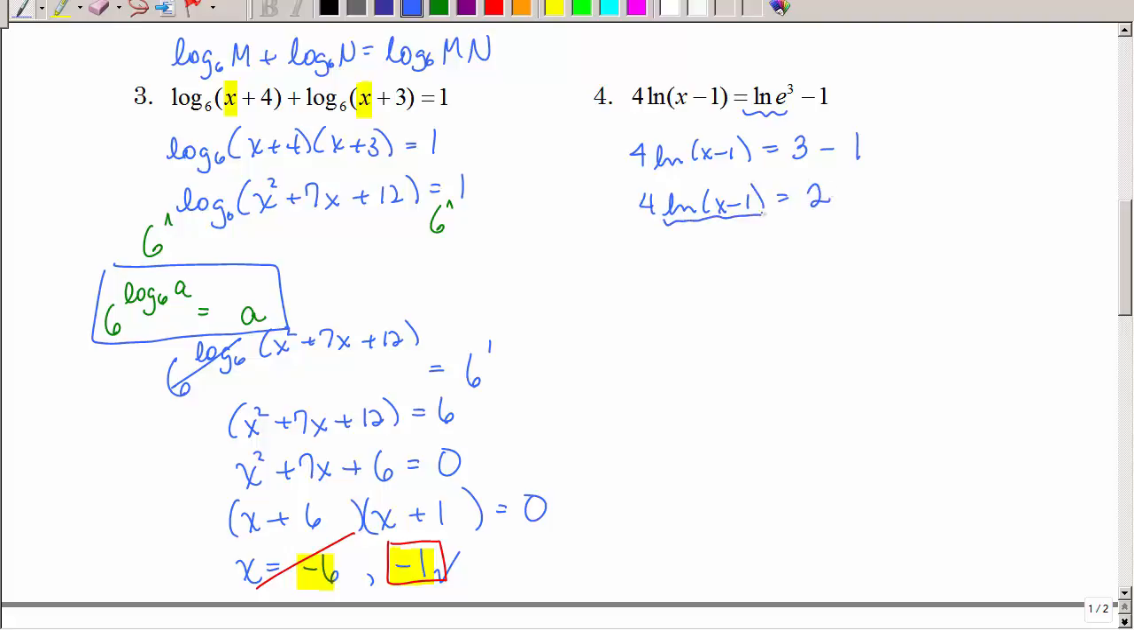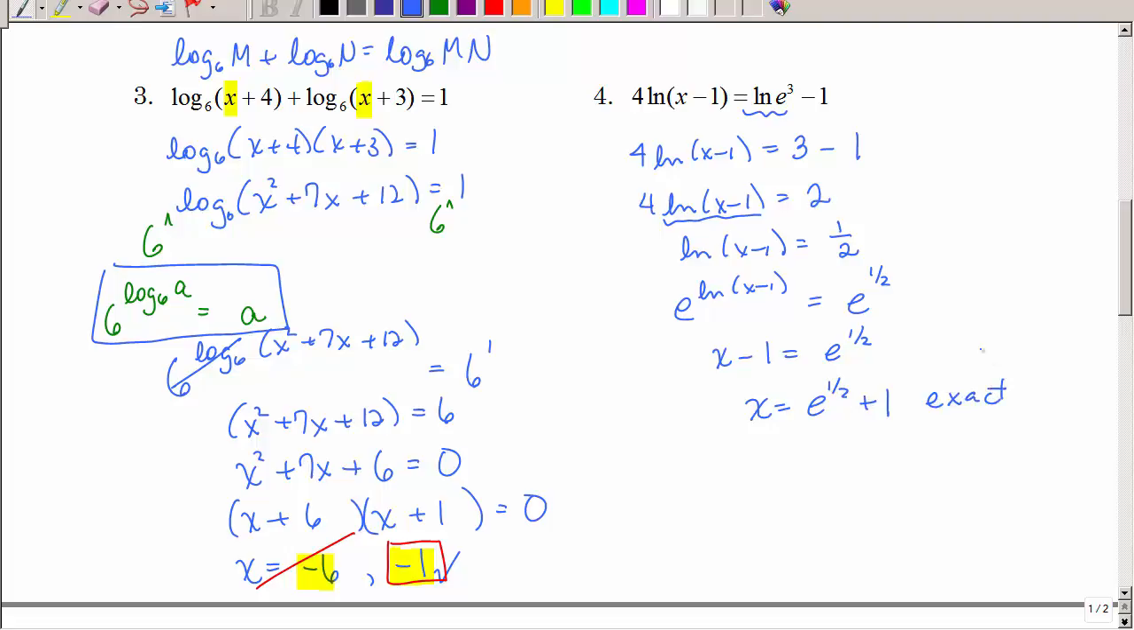I've got to get this by itself. So let's divide by 4. So 2 over 4 is 1/2. And now I'm going to e both sides. Now, because of the inverse property, I have x minus 1 equals e to the half power, solving for x by adding 1. So that is my exact answer.